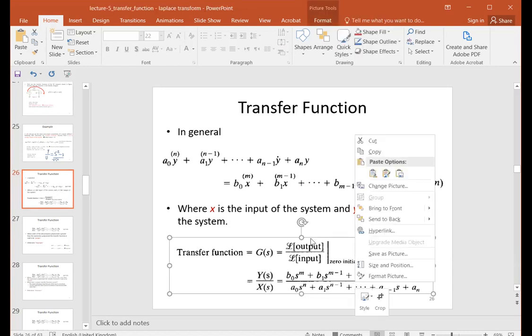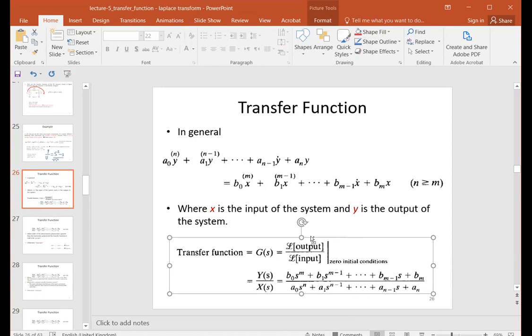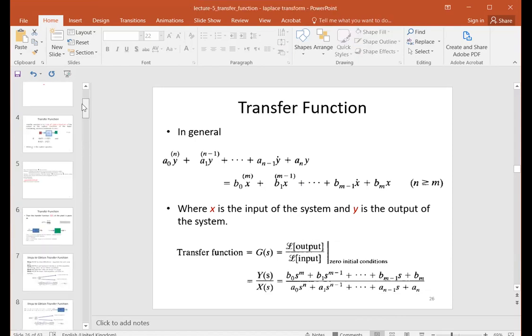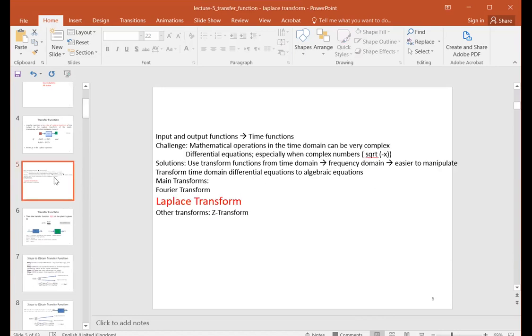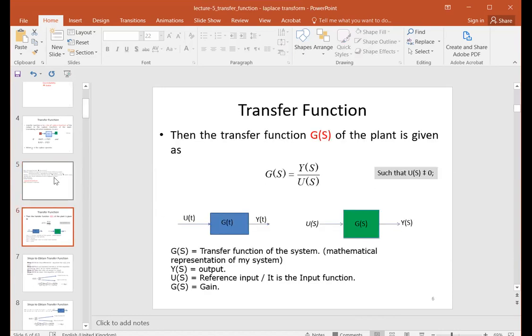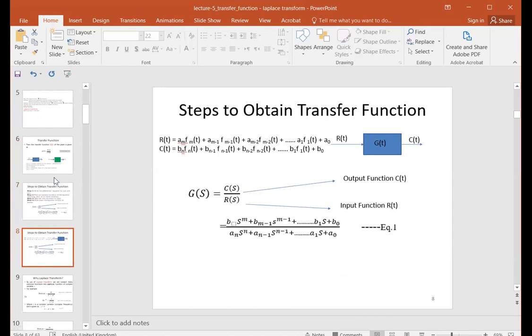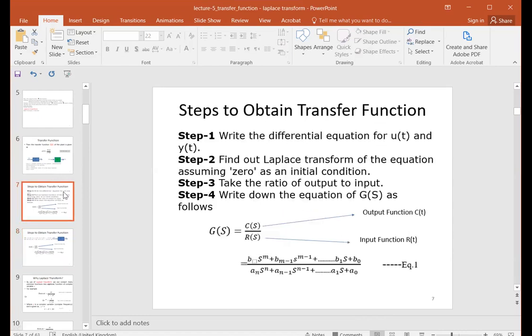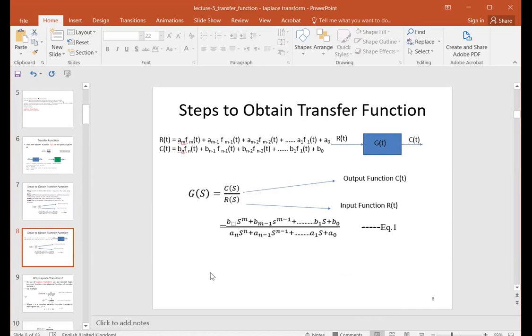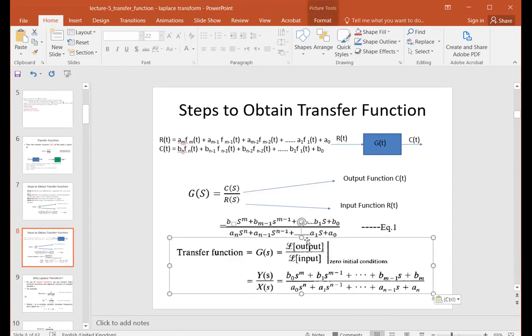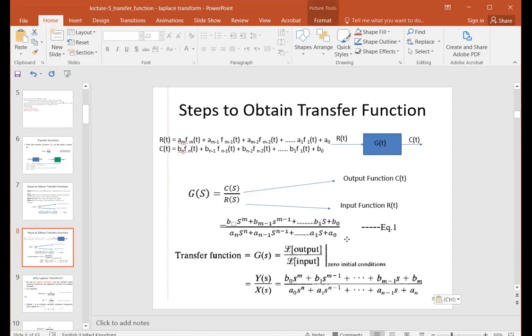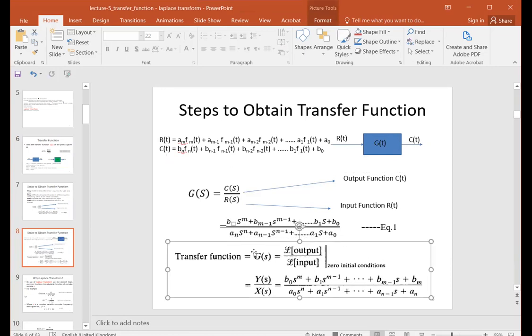So I'll take this function here and go to the beginning. It was here. That's the same one right here.